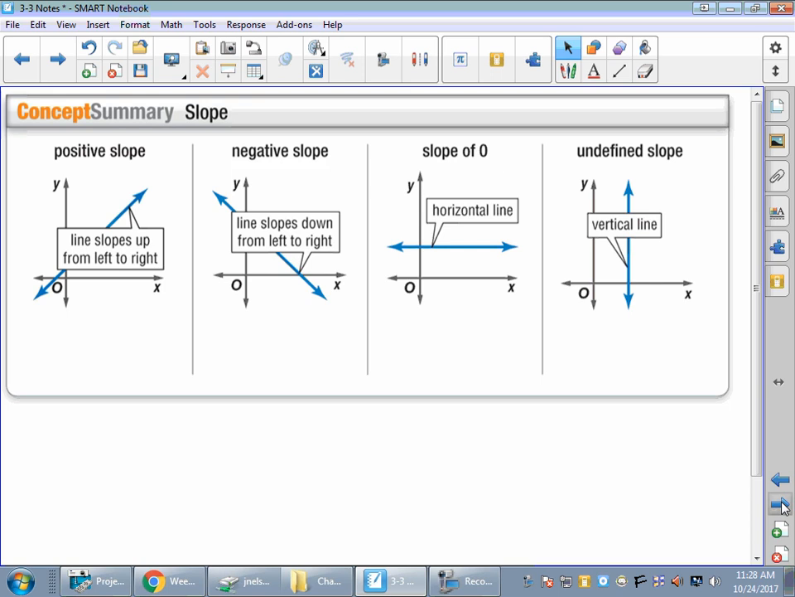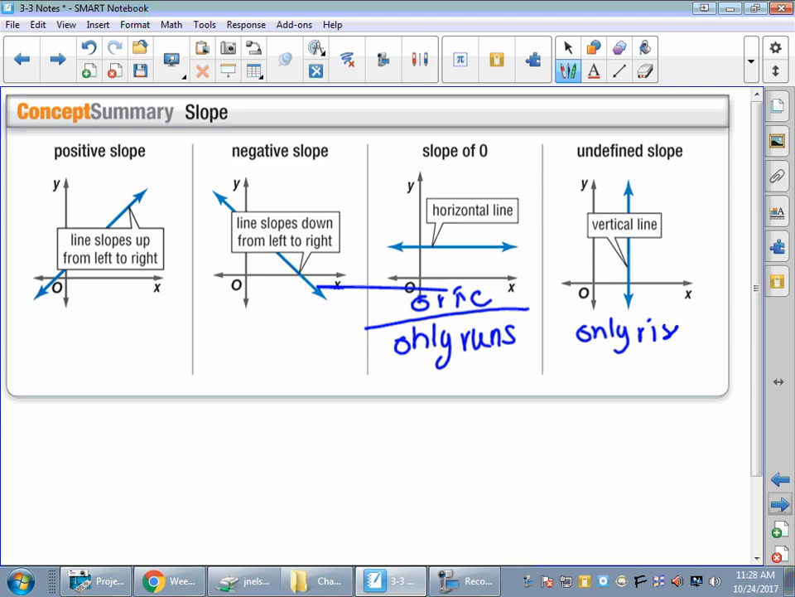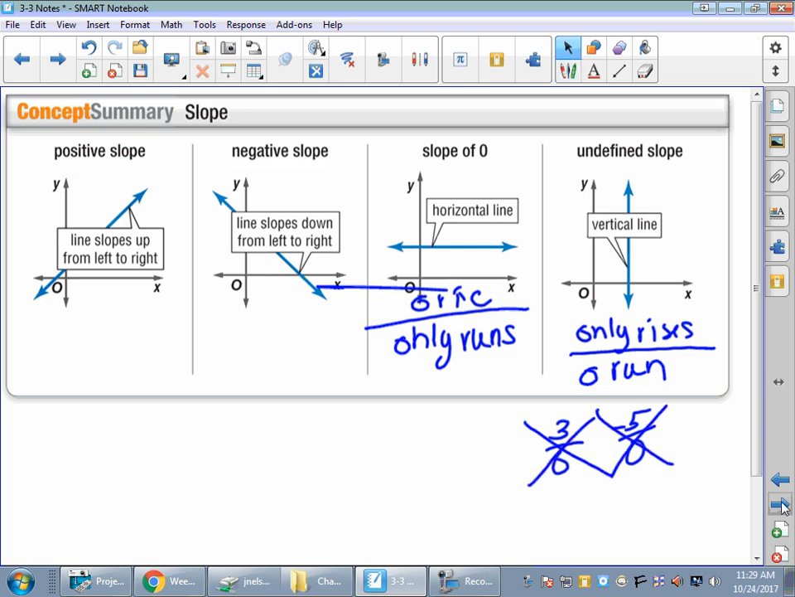Okay, so a horizontal line only runs, with 0 rise. We're talking about rise over run. Sorry about that. And then a vertical line only rises. So it only rises, and it has 0 run. So what happens when you find an undefined slope is you'll have like 3 divided by 0 or negative 5 divided by 0. You cannot divide by 0 in math. That is an undefined thing. Your calculator will yell at you if you try to do it in undefined slope.